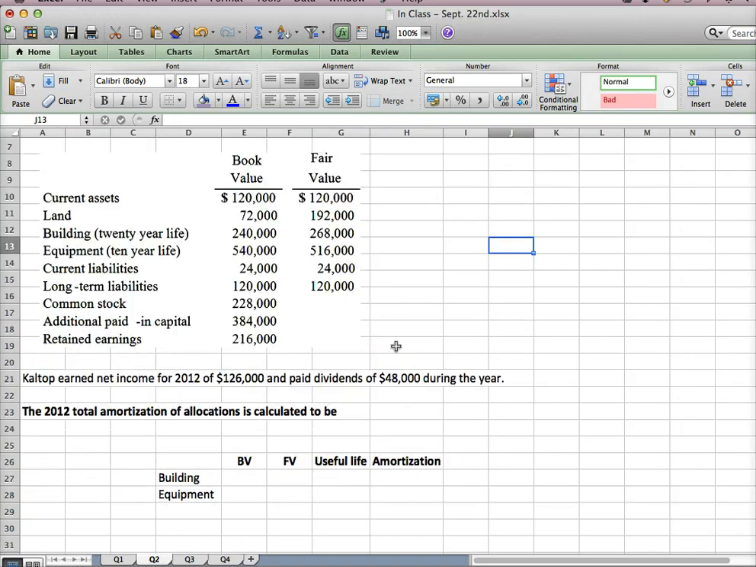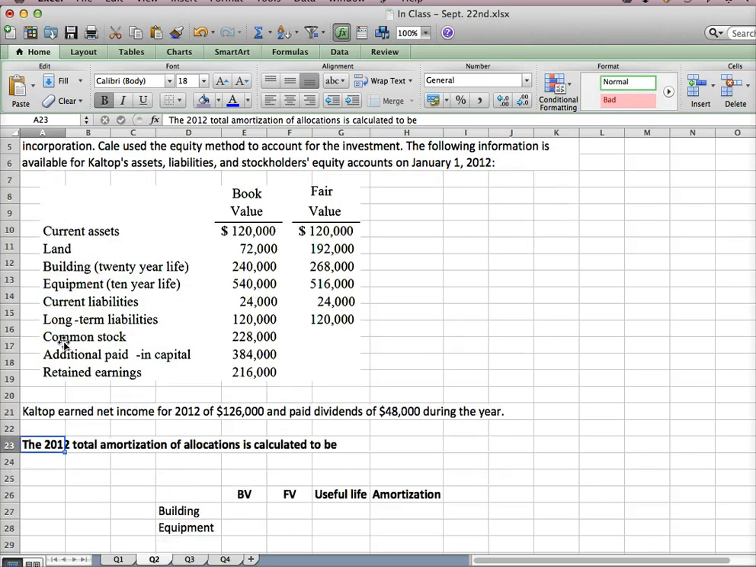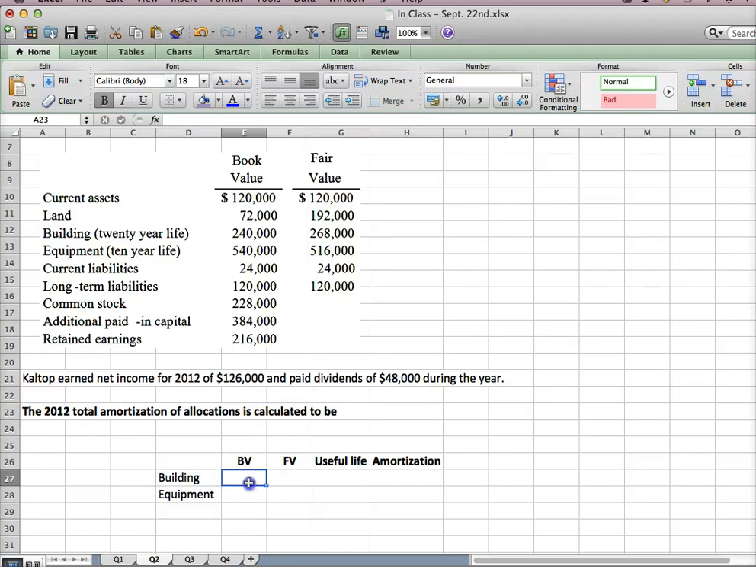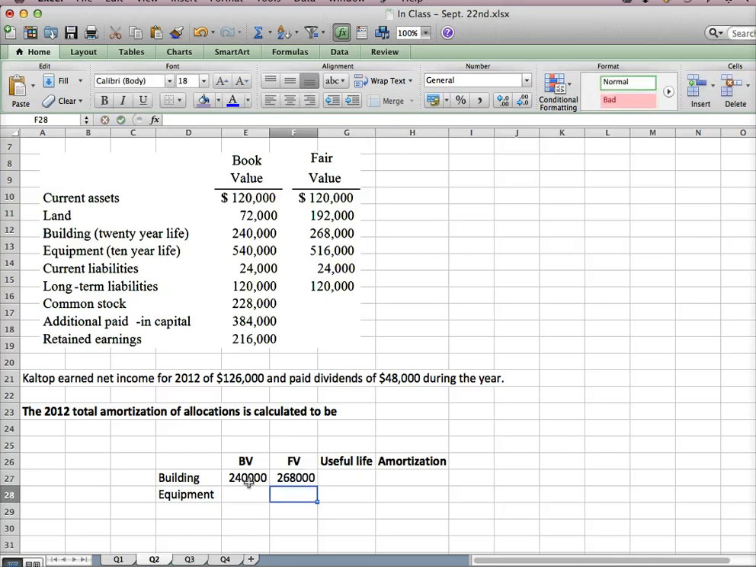So in this question, we're talking about Kale acquiring Caltop and now trying to do their books for the year end and trying to maintain their investment account. The question is just, what is the amortization allocation? For this, we want to look at the assets, book value, and fair value. So we have building at 240,000 versus the fair value of 268. And then we have equipment of 540 versus equipment of 516.